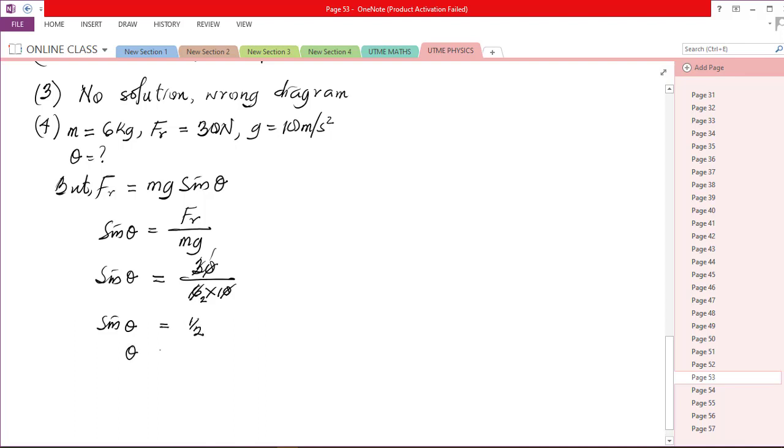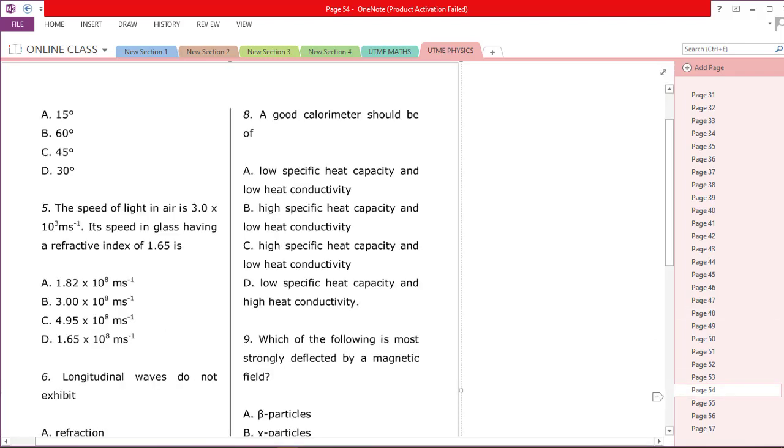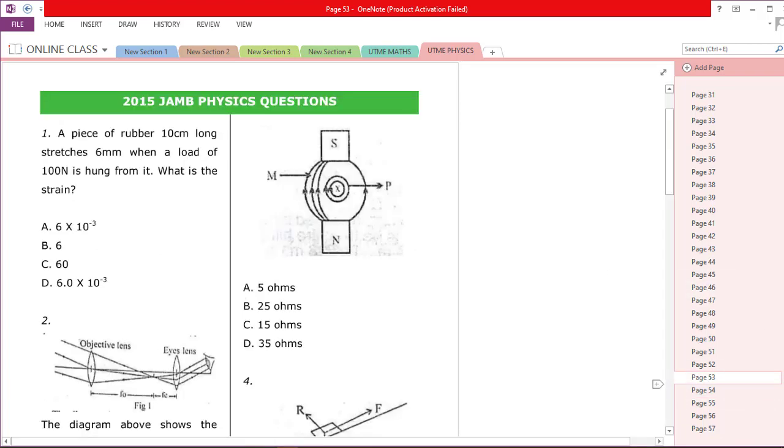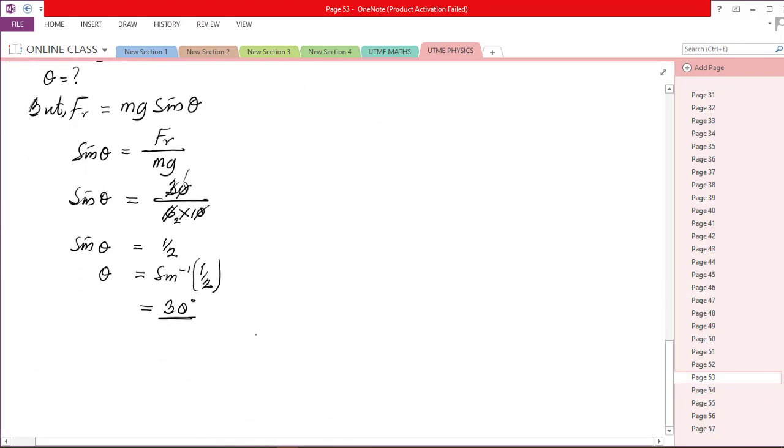That is, theta equals arc sine half, which is equal to 30 degrees. That's the final answer. Let's see the answers there to know the one. So that is D for our answer. So in essence, we have D as the answer. So here is D.